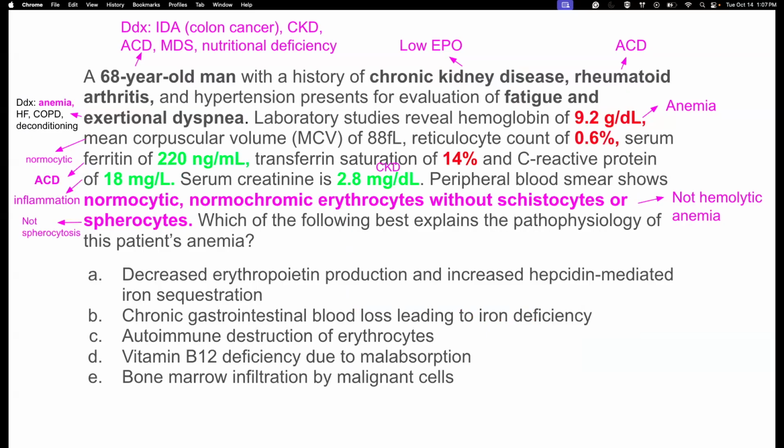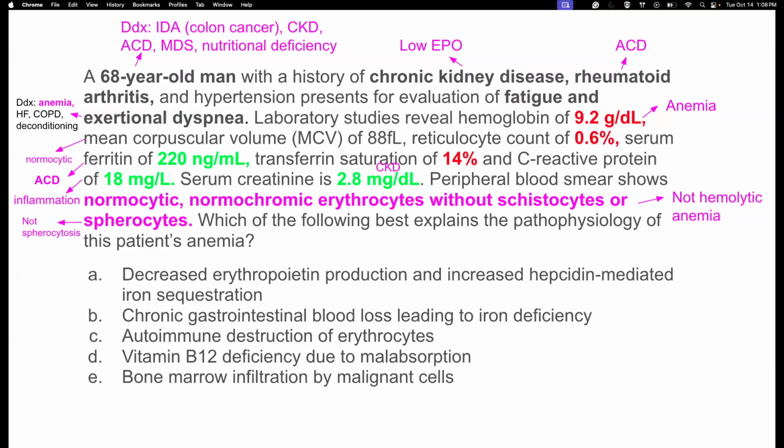Next, we're given some results from a blood smear. It says the peripheral blood smear shows normocytic, normochromic erythrocytes, meaning normal in size. This fits with, we already knew the MCV was normal. However, in something like an iron deficiency anemia, early on, you could still have a normal MCV, but you would probably have hypochromic erythrocytes. So again, we're still not really thinking this is an iron deficiency anemia. And then it says it's without schistocytes, so it's not a hemolytic anemia, or spherocytes. So no spherocytosis. This is not a hereditary spherocytosis picture. And this is probably also not an autoimmune hemolytic anemia, which would also present with spherocytes.